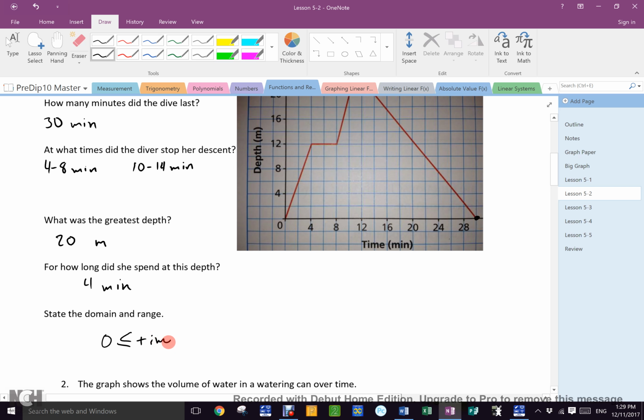Time, which is the x-axis. There you go. If I label the x-axis, do I still need to say time, or can I just say time? Okay. 0 is less than or equal to time, which is less than or equal to 28. Do you want the range as well? Less than or equal to 28. 29. 30. There you go. 30. What is that in interval notation? Square bracket 0, comma, 30, square bracket. Excellent. What's the range?